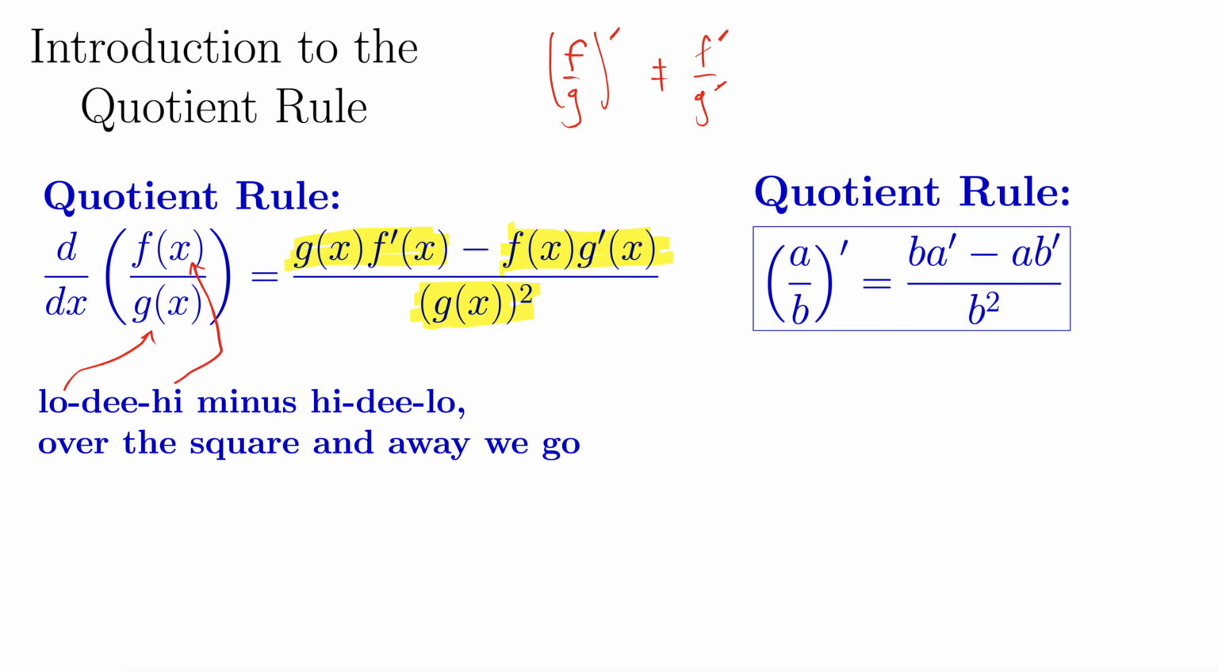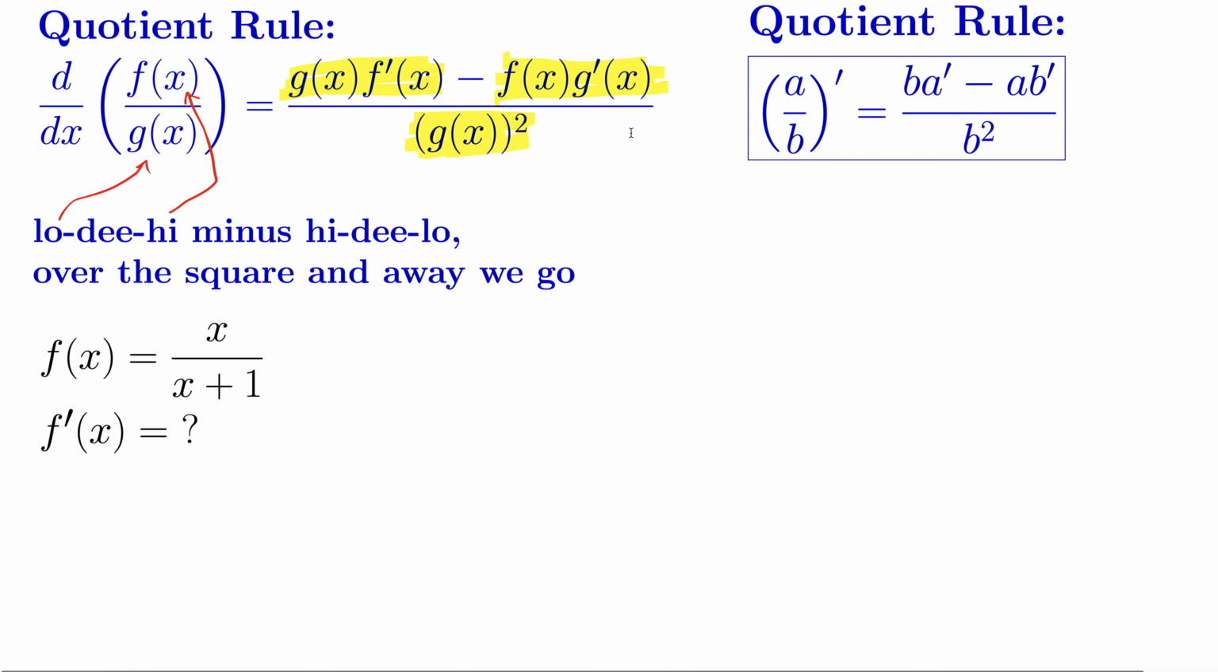Let's try it on an example. Here we have f of x equals x over quantity x plus 1, and we want to know what the derivative is. So this is a perfect candidate for the quotient rule. Our low in this example is the x plus 1, so we'll call that low, and the x is the high. Okay, so then we'll just jump right in.